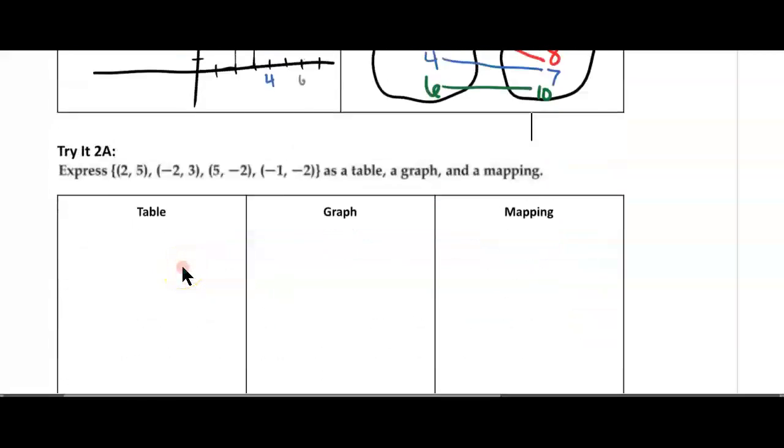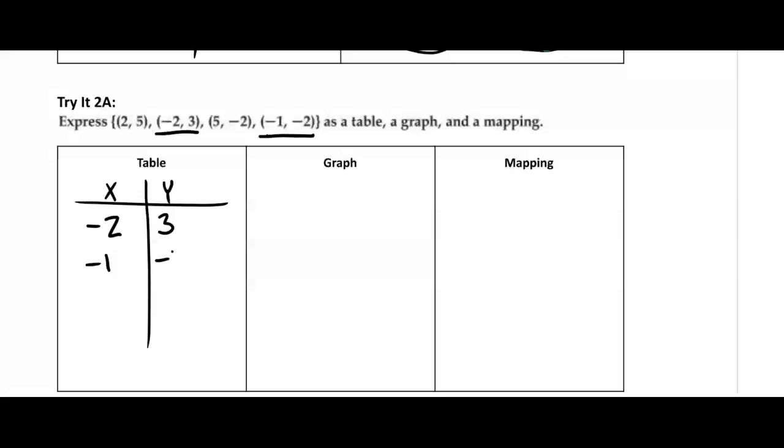All right? So let's practice this. We're given a row of data points, and we're going to write this as a table, a graph, and a mapping. So as a table, this is maybe the easiest. Again, remember we want to put these in order by x. So I'm going to start with my lowest value of x. That's this one, -2, 3. My next lowest is here, -1, -2. Next lowest is here, 2, 5. And my last, 5, -2. So that's my table.